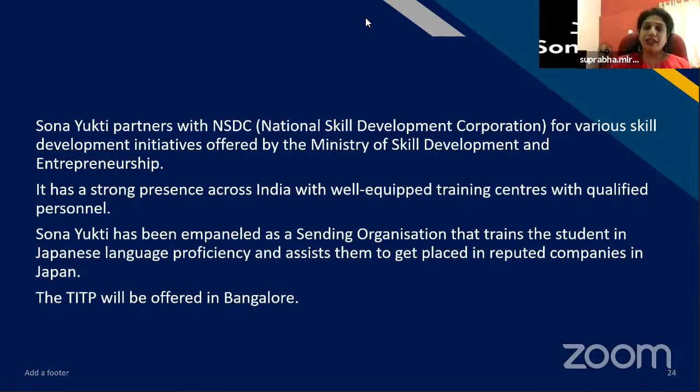So they will be training the candidates. They have created training centers. They have their own well-equipped training centers and also qualified people who train these applicants under the TITP program. So once they are trained, they will send them to Japan. So they are what we call the sending organization. Okay. This TITP program in Karnataka is offered in Bangalore. So Sona Yukti, just remember that they are the sending organization.